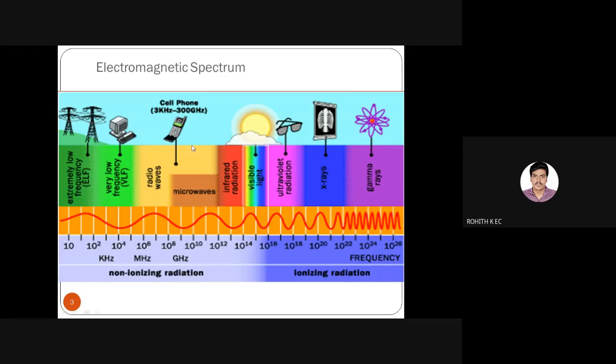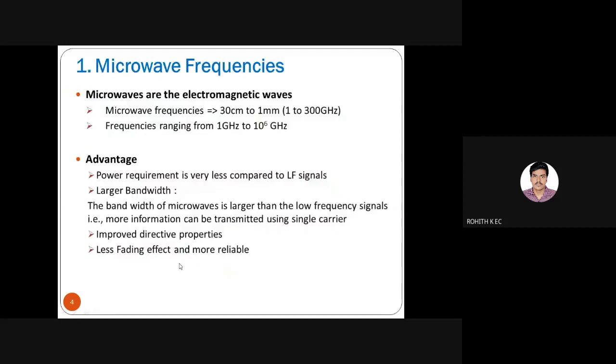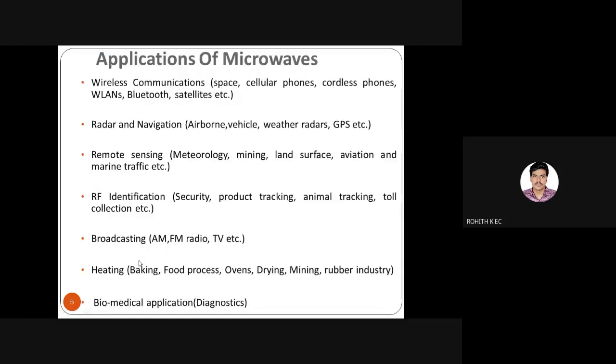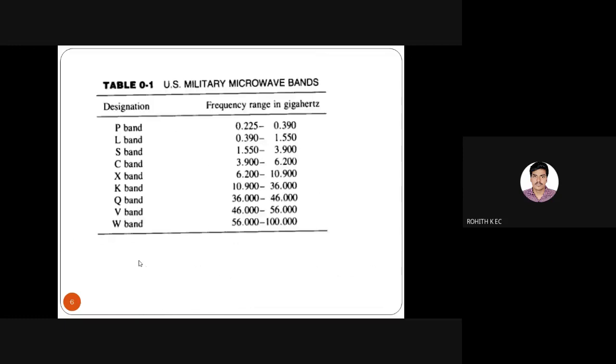When we talk about the electromagnetic spectrum, as I've been telling you, our focus is on microwave frequencies, that is, frequencies in the range of 10^8 to 10^12 hertz. These frequencies are particularly useful for long range communication because they require less power, they have a larger bandwidth, less fading effect, and are more reliable. And these are some of the applications of microwave.